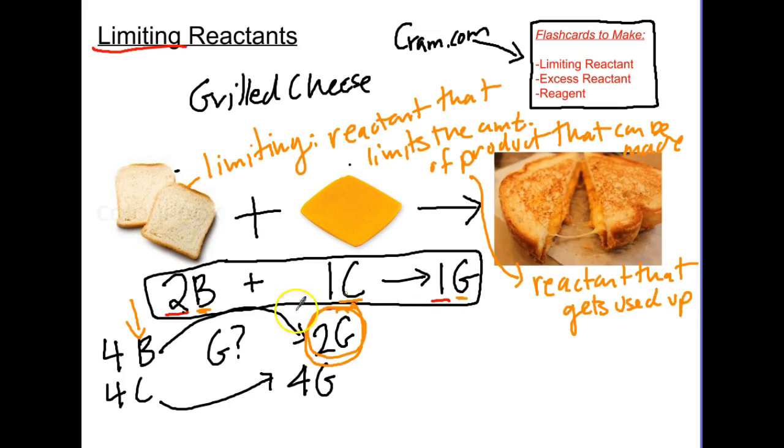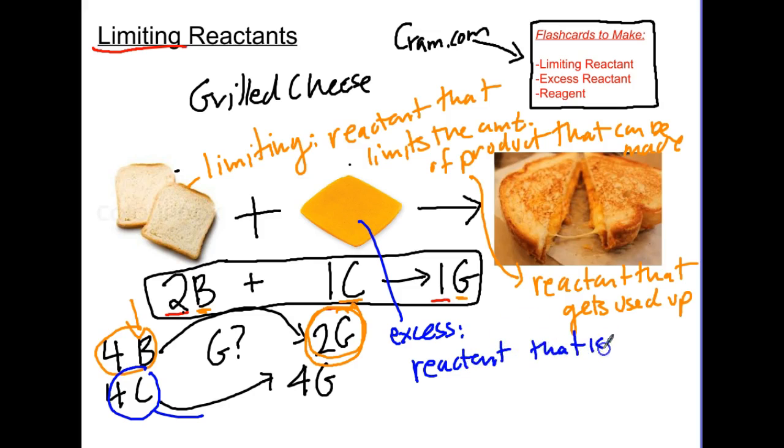So all of the bread got used up. We had to use all 4 slices in this case. However, we did not use all the cheese. How much cheese did we use? Since we only made 2 sandwiches, we only used 2 slices of cheese. So we have leftover cheese. So in this case, the cheese is our excess reactant. What is an excess reactant? Well, it's the reactant that is left over at the end of the reaction. You will have some leftover cheese, in this case 2 slices, left over.